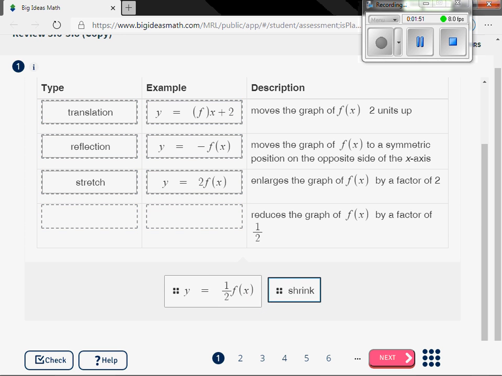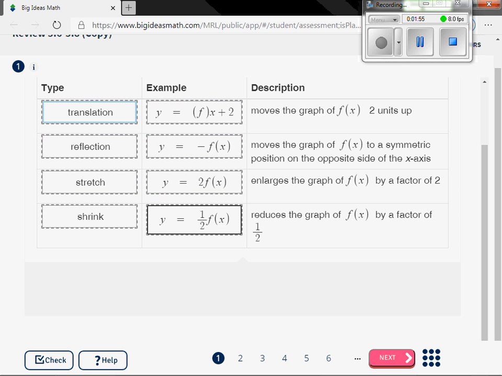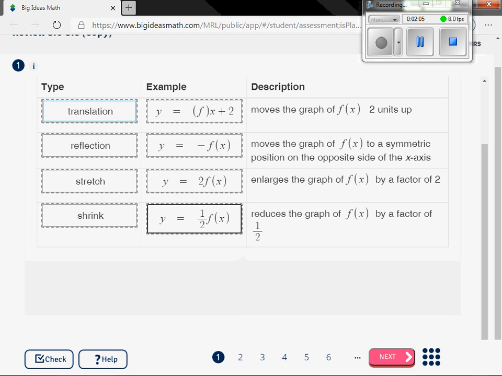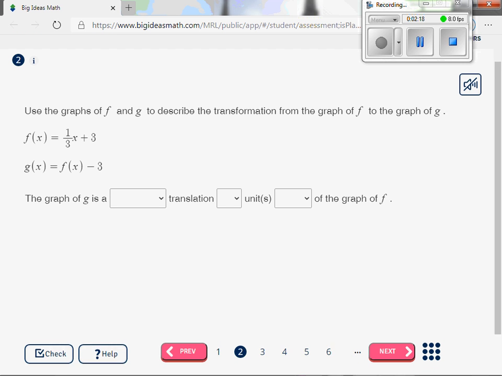And by elimination, the last one is shrink, because when we reduce something by 1/2, we're making it smaller, so it would be a shrink. And by 1/2, so y equals 1/2 f of x. And that's all we have to do for this here. Any questions on the first one? Okay. Let's look at question number 2.